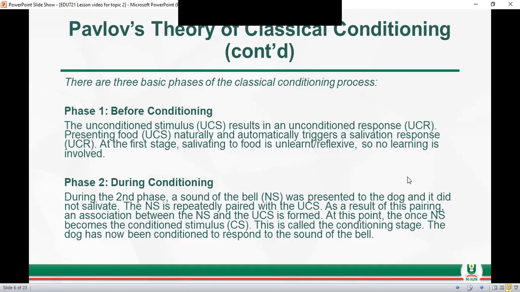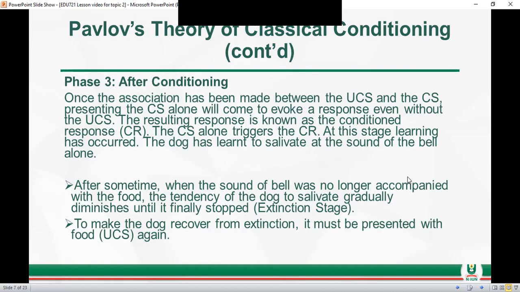So what happened at the third stage? Once the association has been made between the UCS, the food, and the CS, the sound of the bell, (in fact, the CS will come before the food), presenting the CS alone, that is the sound of the bell alone, was now able to trigger the salivation response, even without food.